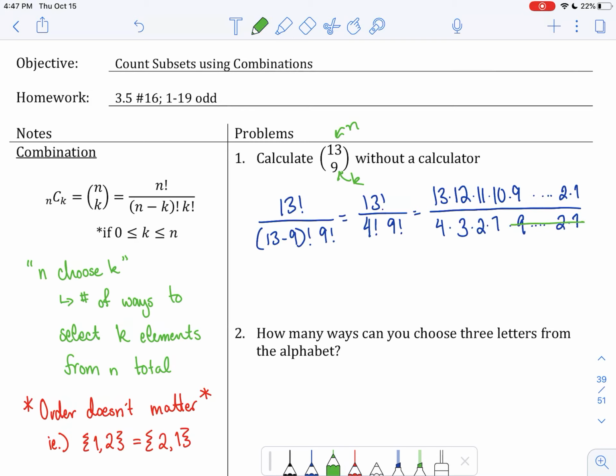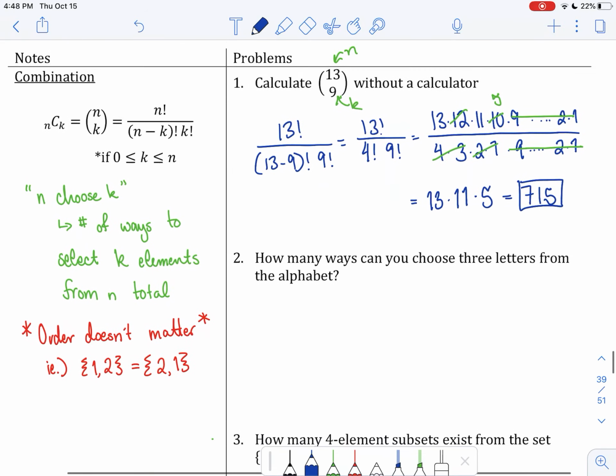The other thing that's always going to be true is that things will always simplify completely. So 4 times 3 cancels out with the 12. 2 times 1 cancels out with the 10. That leaves behind a 5. And so you're always going to end up with just integer multiplication. So 13 times 11 times 5 in this case. Again, if things don't simplify that nicely, you've done something wrong, because you should always get an integer answer for both combinations and permutations. So how do we use combinations?